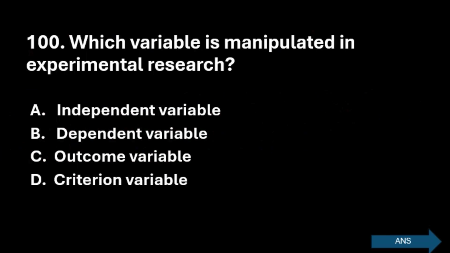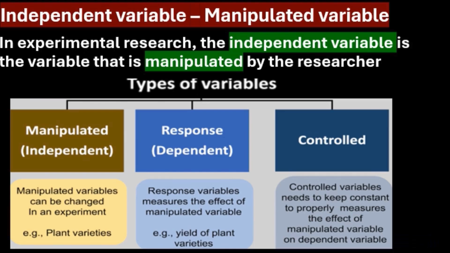Last question. Which variable is manipulated in experimental research? Option A, independent variable. Option B, dependent variable. Option C, outcome variable. And option D, criterion variable. The right answer here is option A, independent variable. See here, independent variable is the manipulated variable. In experimental research, it is the manipulated variable.